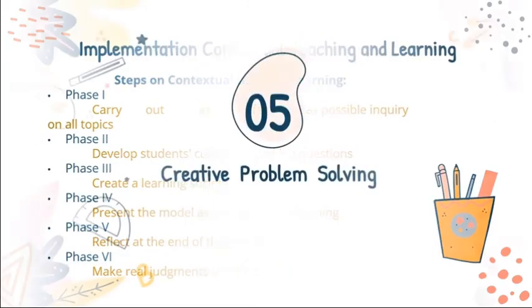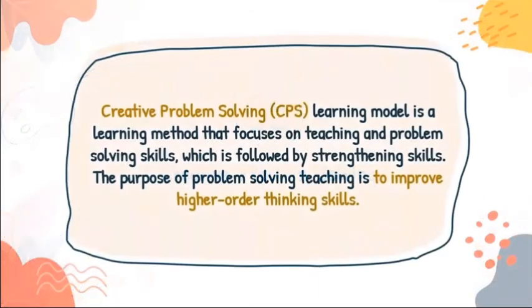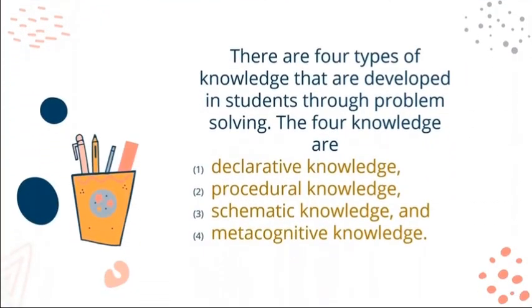Next, the last topic is creative problem solving. The creative problem solving, or CPS, learning model is a learning method that focuses on teaching and problem solving skills, which is followed by strengthening skills. The purpose of problem solving teaching is to improve high order thinking skills. Next, there are 4 types of knowledge that are developed in the students through problem solving. The 4 knowledge are declarative knowledge, procedural knowledge, semantic knowledge, and the last is metacognitive knowledge.